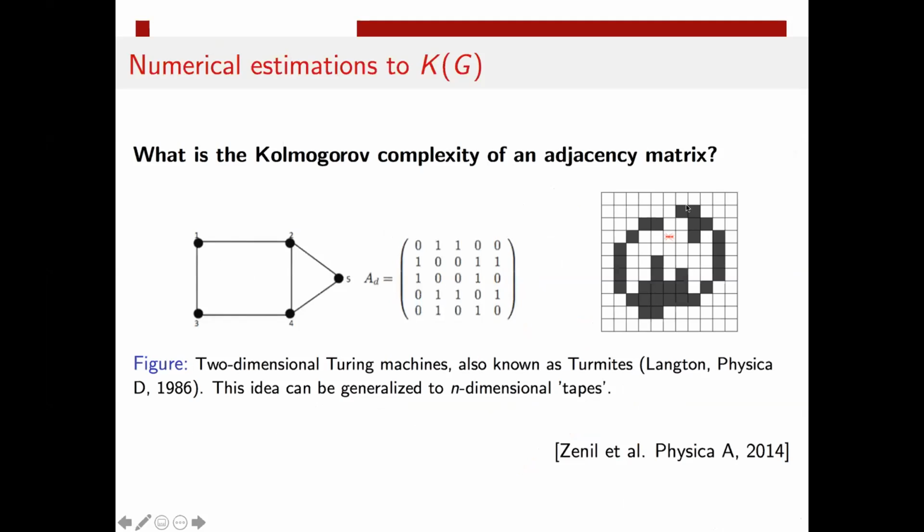So actually how we measure the complexity of a graph, what we do is to look at the adjacency matrix and then define a termite, a two-dimensional Turing machine. So this is a 2-dimensional complexity measure, native in 2 dimensions. And the question is, in terms of algorithmic probabilities, how likely is it to reproduce the adjacency matrix of a given graph with a random Turing machine.